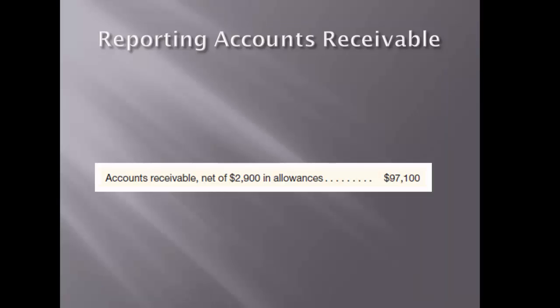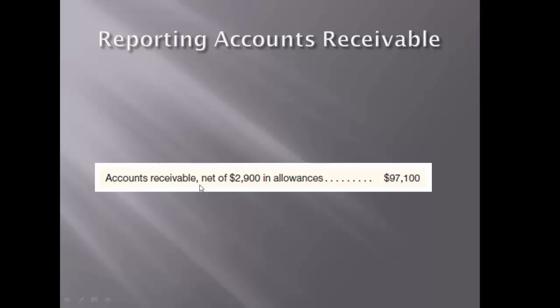Now, let's examine some of the asset accounts more closely, and we'll start off with accounts receivable. Accounts receivable are amounts owed by customers that we expect to collect. The balance sheet reports the estimated net accounts receivable.